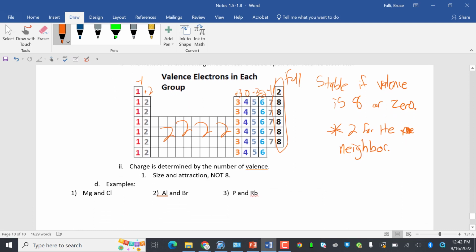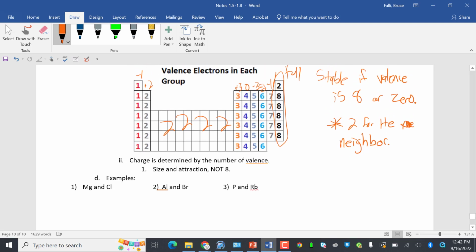Charge is determined by the number of valence electrons, size and attraction, not 8. So again, you want to try and dodge as much as possible. You don't want to have the magic number 8. You want that to be a full, stable noble gas shell. So magnesium and chlorine. Magnesium is right here, beryllium, magnesium. So this is magnesium, and this is chlorine. What happens is magnesium becomes +2, chlorine becomes -1.